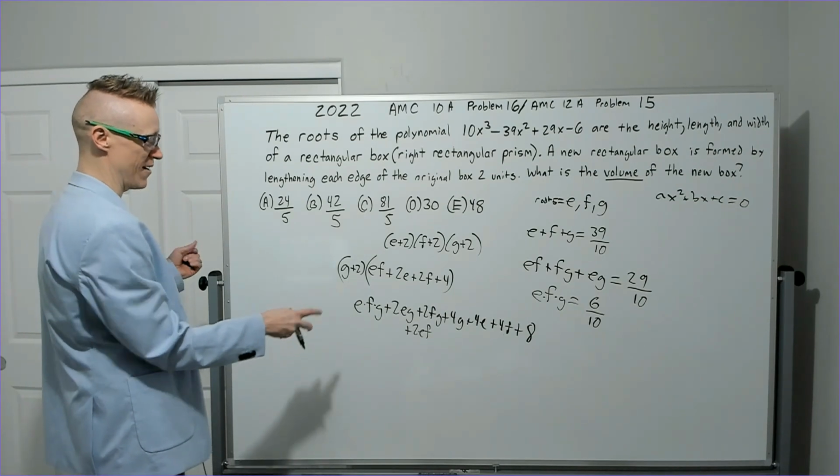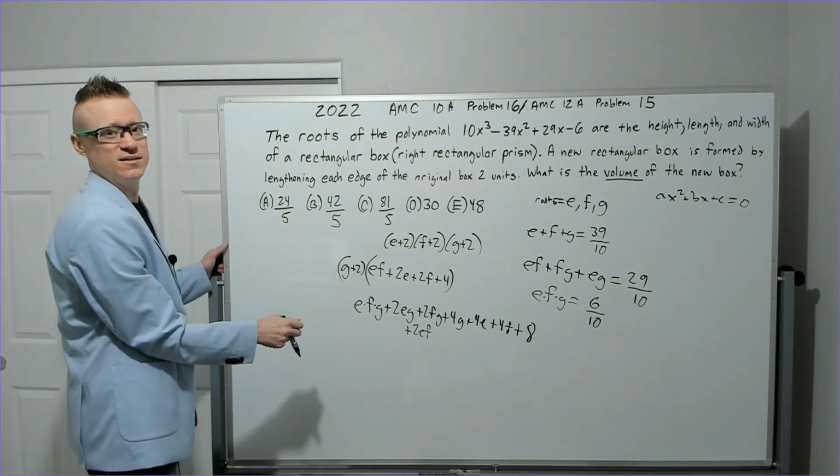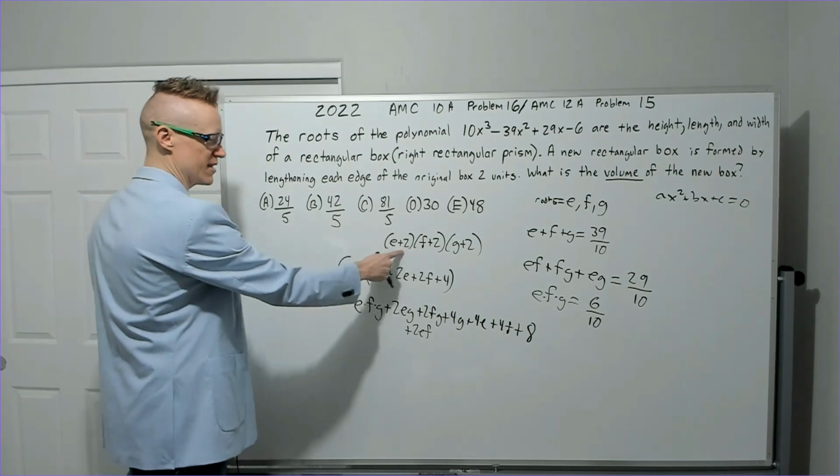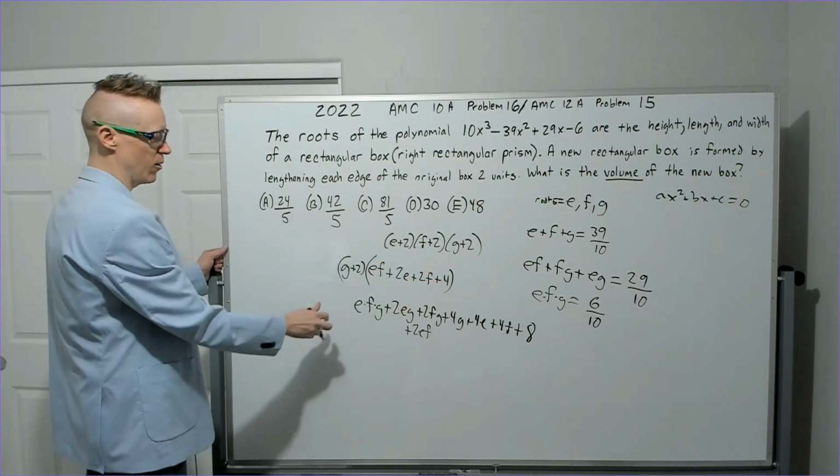So now what do we have? This is the new volume. It's the new volume right there because the volume is length times width times height. So now what do we do?